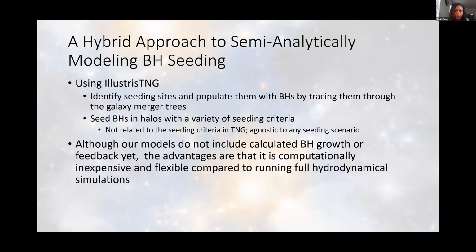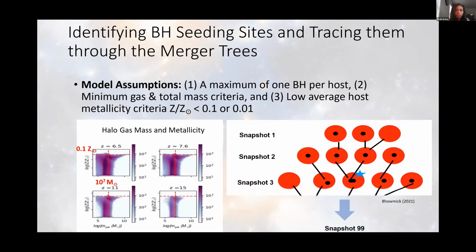A disadvantage is that our models do not include black hole growth or feedback, which we do have to calculate to include. But advantages are that it's computationally inexpensive and flexible compared to running full hydrodynamical simulations. So we identify black hole seeding sites and trace them through the merger trees, and we make a few model assumptions.